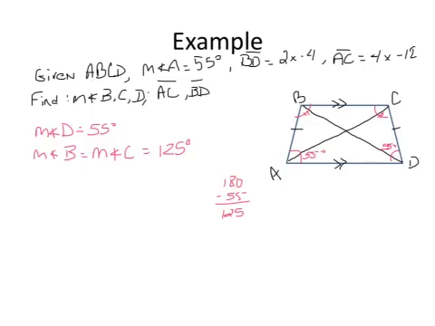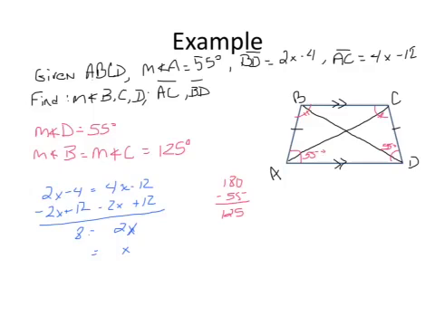Now, we also need to know the side lengths of BD and AC. Because it's an isosceles trapezoid, we know these two side lengths are congruent. So we know that 2x minus 4 is equal to 4x minus 12. Subtracting 2x from each side and adding 12 to each side to move everything around, we end up with 2x is equal to 8. Dividing by 2, we get x is equal to 4. Plugging back in, we get segment BD.